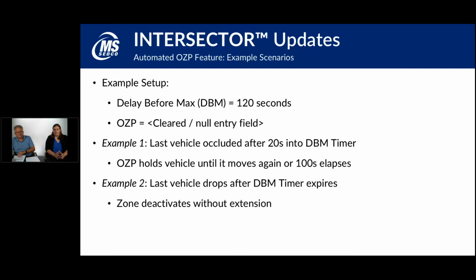So just to give an example of what exactly we're talking about here. In this example, we're setting the defaults where the DBM is 120 seconds and your OZP is cleared or null entry. Let's say you have a vehicle come in, he's the only one in the zone, and after 20 seconds of being in that zone, he gets occluded. Well, now he's held for his remaining 100 seconds until either he begins moving again or just drops. The other side of that coin is if a car breaks down in that lane and you don't want to hold him longer, he is only held for his delay before max, and that zone will be cleared when you'd like him to be.